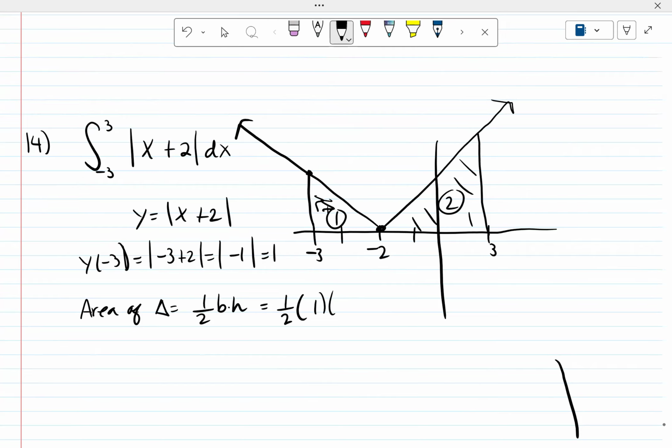And then what is my base? Oh, -1, right? I'm going to use +1 because this area is going to have to be positive, can't be negative. So it's just going to be +1. So from -3 to -2, that's a distance of 1. So yeah, that's going to be 1/2. Now, what about the area of triangle 2?